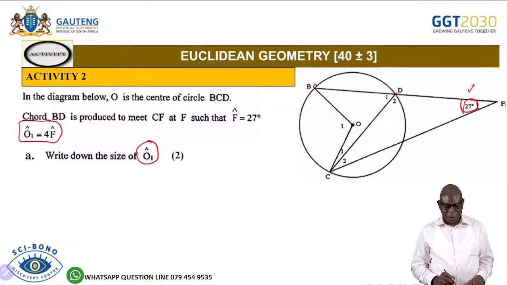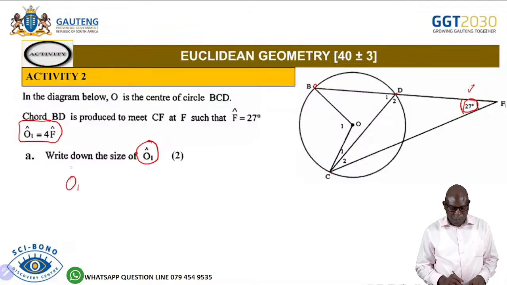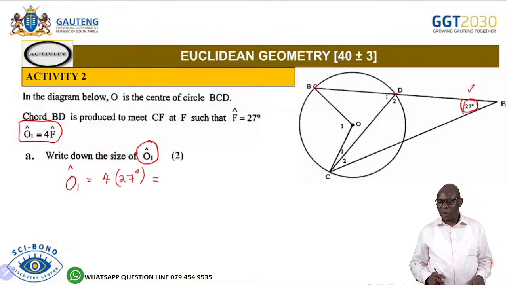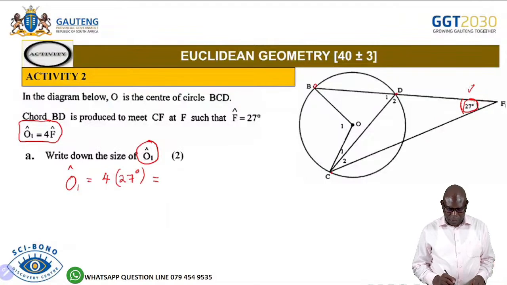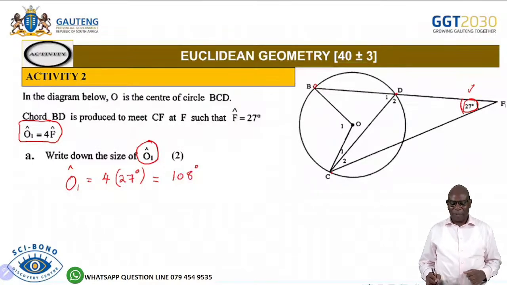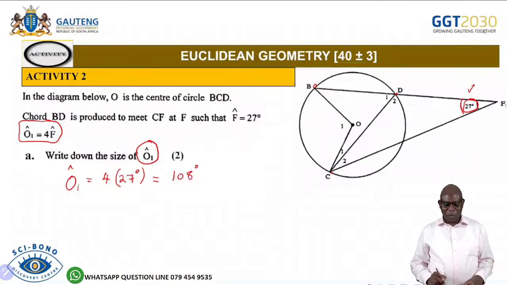So easy. What are we supposed to do? O1 is equal to 4 multiplied by what? Because F is 27, I must use 27, and my answer was very easy. I think my answer was 108 degrees. Remember, we must also give the reason. The reason there will be given, because we are given that O1 is 4 times F. It is very important that you understand the given information.